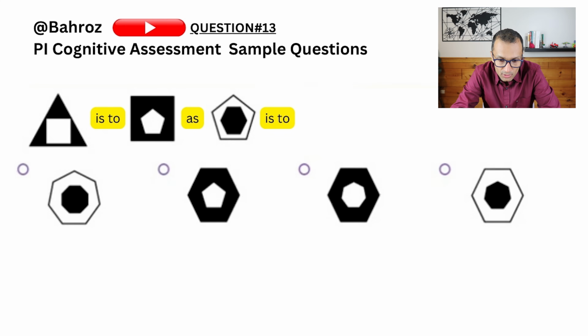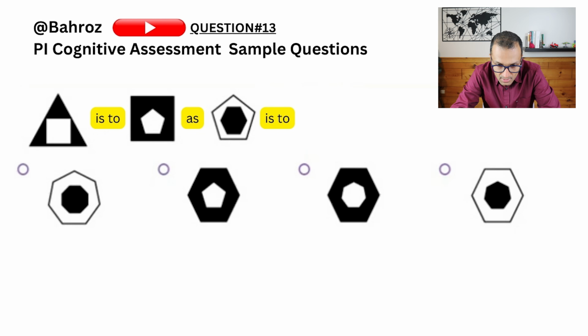Question 33, this shape is to this. So here the triangle becomes a square. One extra corner gets added. The shape we have has 5 corners, another corner will get added, so it will become 6 corners. Same is happening to the inside figure. The 4 cornered square becomes 5 cornered, so the 6 cornered shape inside will become 7 cornered.